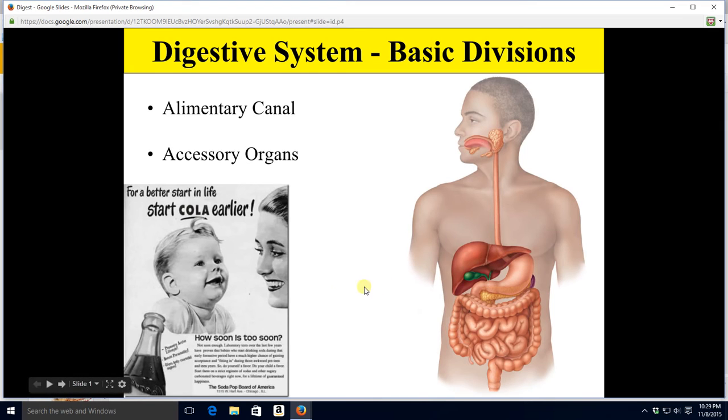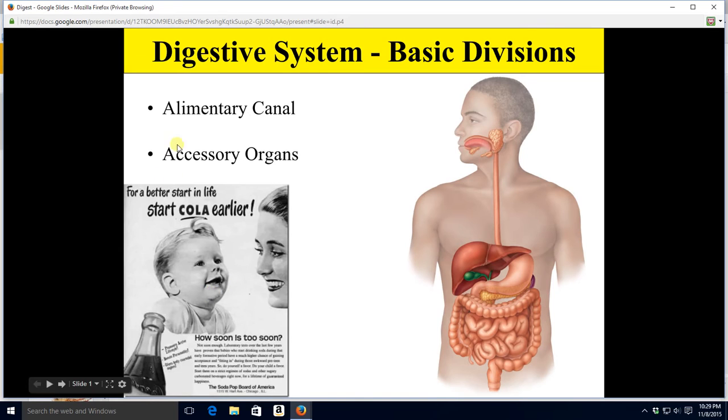Now, let's say you were following the advice of this ad right here, and you were giving this toddler some Coca-Cola. For a better start in life, start cola early. I wish I could read what it says. Promotes active lifestyle, builds personality, gives body essential sugars. All right, so you fed the baby some soda. That's what we're doing. Bottom line, baby's drinking soda.